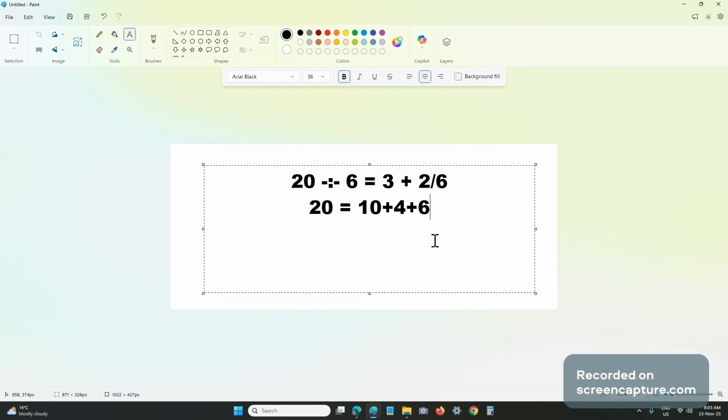Okay, that's a division there. Sure it is, because 20 is equal to 10 plus 4 plus 6. It's a measure, okay? There are many ways to measure 20, innumerably many ways, all right? So that's the gist of measure in a nutshell.